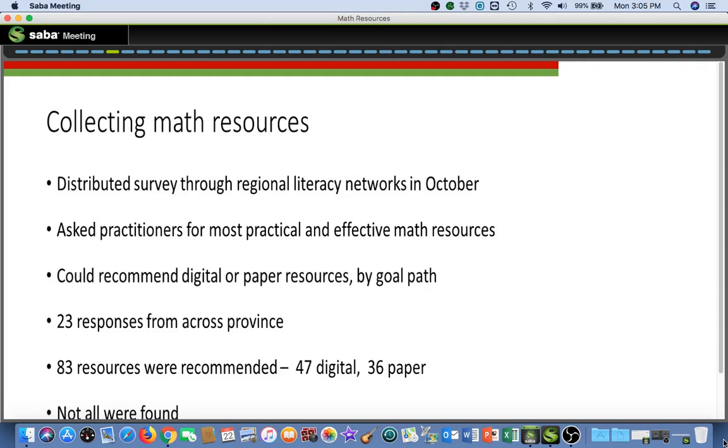So good news. The survey went out and we received 23 responses from all across the province, north, south, east, west, all sectors. 83 resources were recommended, and I couldn't believe the numbers when I sat down and began to go through the survey results. Very impressed, and we have taken those and put them into our final list to share with you today.